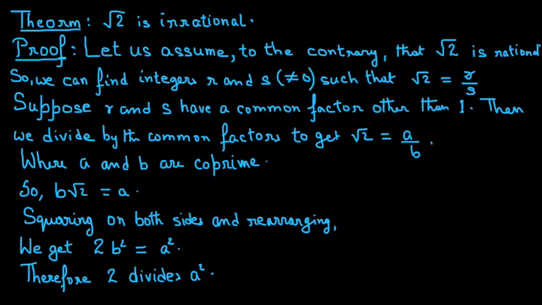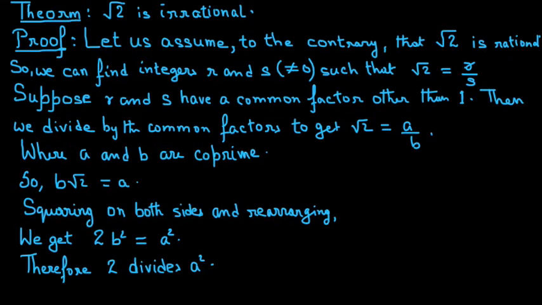Suppose r and s have a common factor other than 1. Then we divide by the common factor to get root 2 is equal to a upon b, where a and b are co-prime. So we can write b root 2 is equal to a by cross multiplying. Squaring both the sides, we get 2b square is equal to a square. Therefore 2 divides a square. It is simple. 2 divides a square.